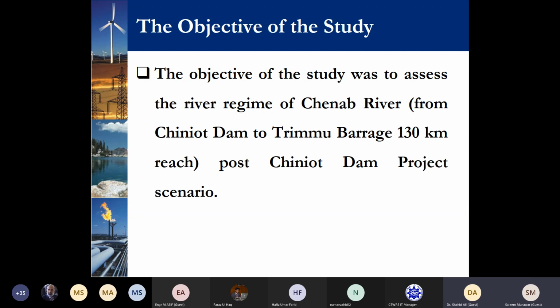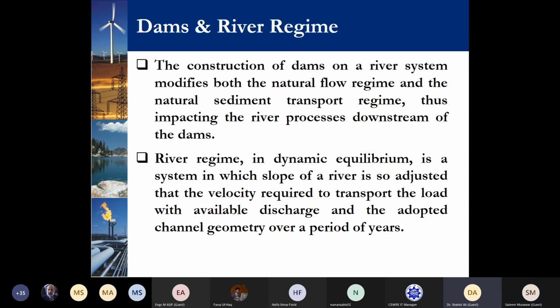The objective of the study was to assess the river regime of Chenab River from Chenab Dam project to Trimu Barrage, which becomes a 130 kilometer reach in post Chenab Dam project scenario. The construction of dams on a river system modifies both the natural flow regime and the natural sediment transport regime, thus impacting the river process downstream of the dams. River regime in dynamic equilibrium is a system in which the slope of a river is so adjusted that the velocity required to transport the load with available discharge and the adopted channel geometry over a period of years.